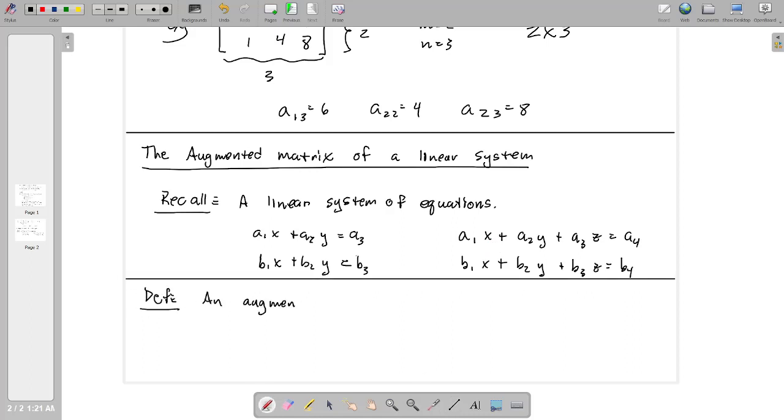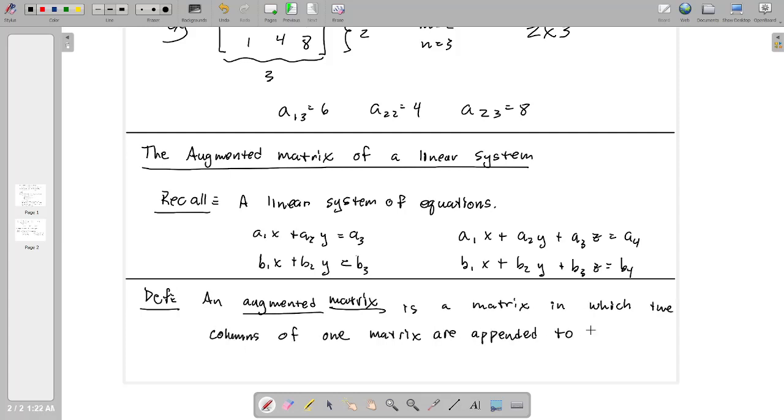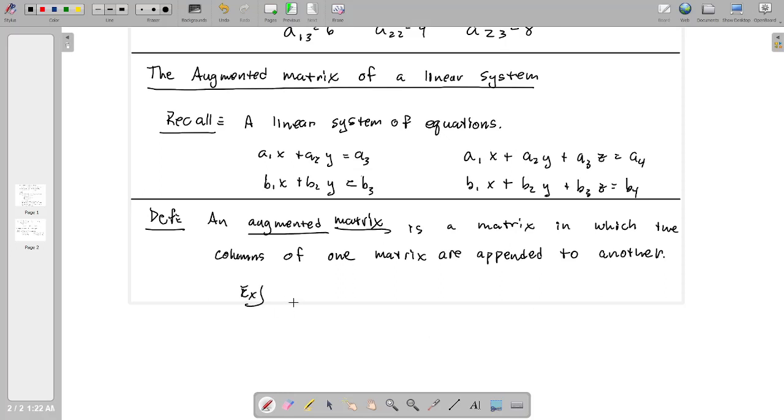Definition. An augmented matrix is a matrix in which the columns of one matrix are appended to another. Say we had this matrix here, 1, 2, 3, 4, and another matrix, 2, 1, 5, 7. And I wanted to augment these two matrices. If I augment them, I would get the matrix 1, 2, 3, 4, my first matrix. I'm going to draw a dotted line just to indicate that we're going to start our second matrix, 2, 5, 1, 7. Technically, this dotted line does not exist within this matrix, so you can ignore it.